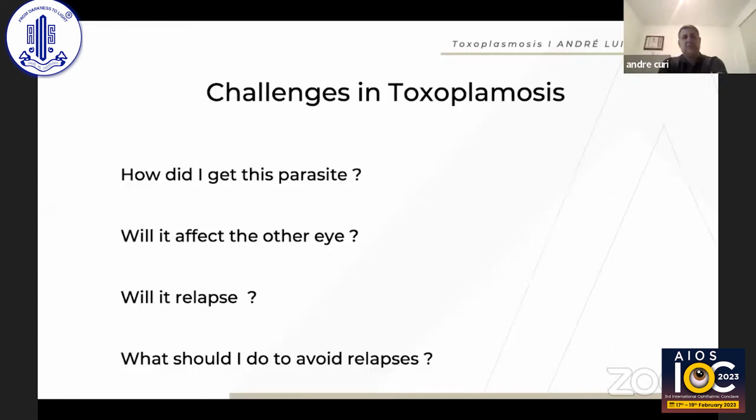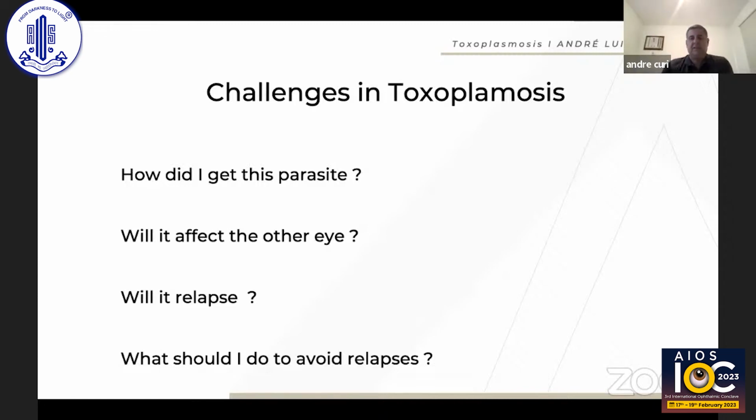What's challenging in toxoplasmosis is that all patients ask you the same question: how did I get this parasite? This is quite difficult because we know how one gets the parasite, but we don't know how this particular individual got it. It's very easy when you have an outbreak in a certain region of the country, so you can study this region and identify the risk factors. For example, in Erechim, in the south of Brazil, they eat a lot of raw meat, so it's quite common to have this. In Rio de Janeiro, it's more common to have unfiltered water, so it's very, very difficult to see how one specific person got the parasite.